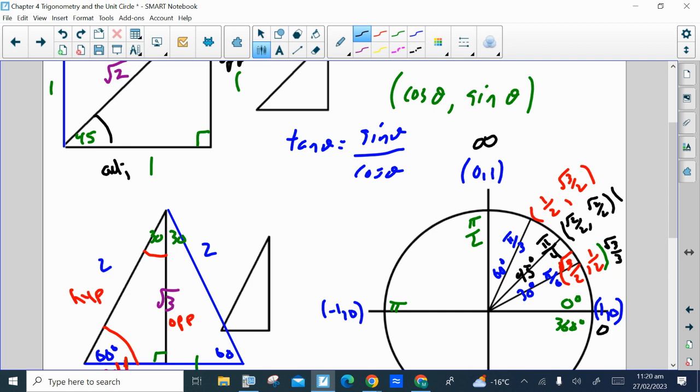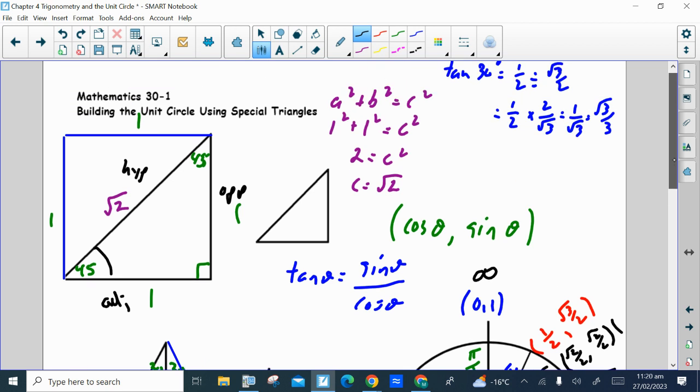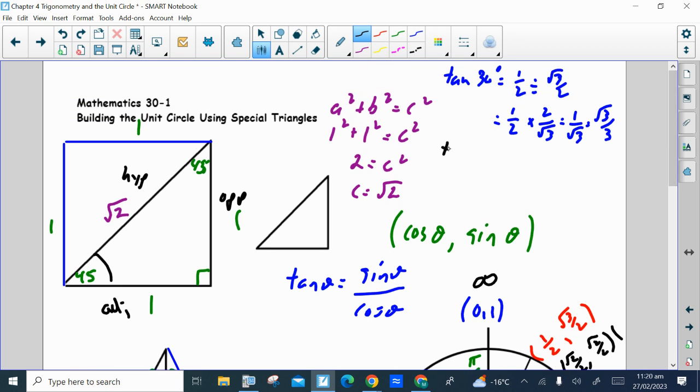So at 60 degrees or pi on 3 radians, again, we find the tangent by going sine divided by cos. So the tangent of 60 degrees would be root 3 over 2 divided by a half.